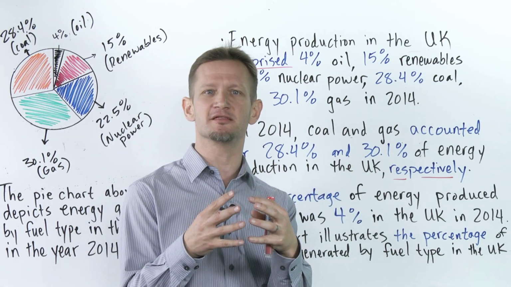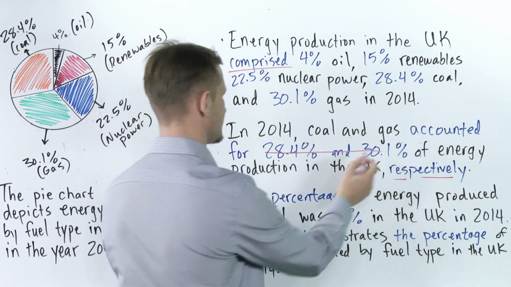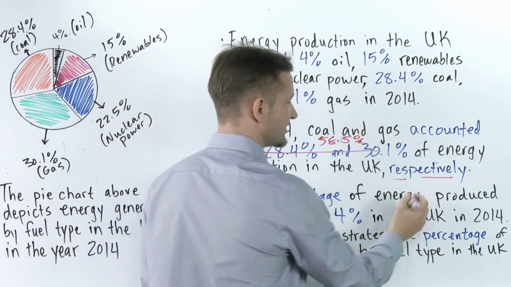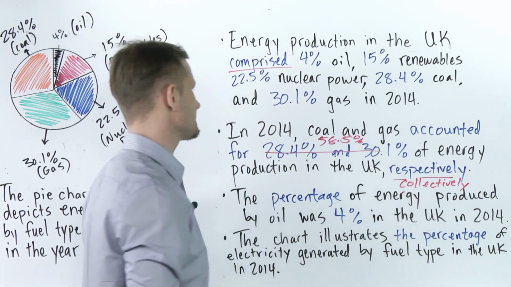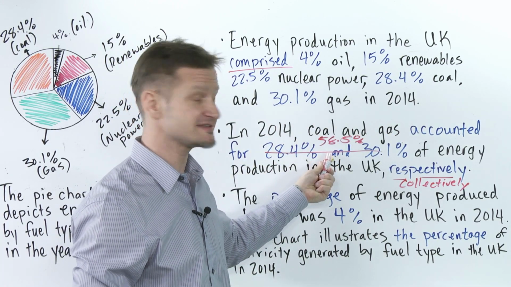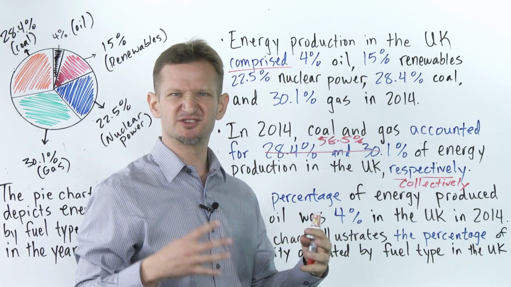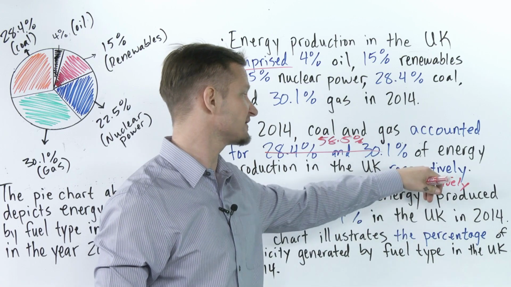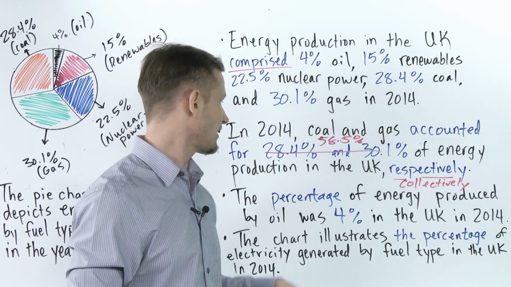But what if you wanted to combine them? Well, this is how you would do that. You combine these two numbers, and that is 58.5%. And then here you change respectively to collectively. In 2014, coal and gas accounted for 58.5% of energy production in the UK collectively. Collectively is just a way to let us know that those two percentages have been added together. So now you've got a way to talk about them separately and together, and if you can use that, it's going to help your score. All right, let's move on.